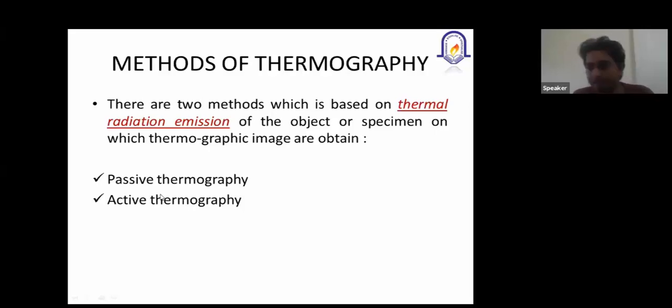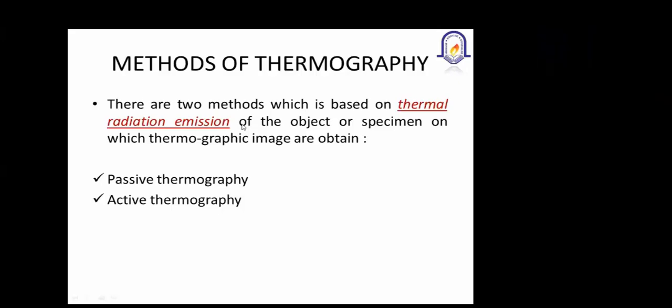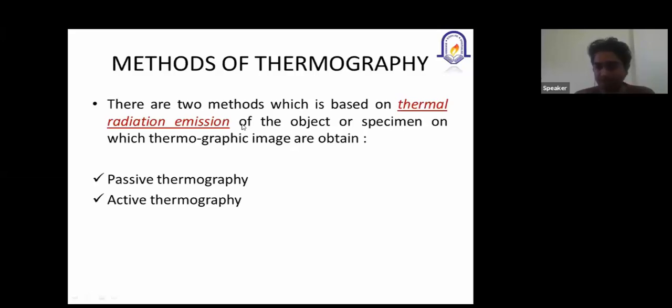Now why do we require the external source of light? Because you can see here there are two methods based on thermal radiation emission. There are certain objects which emit thermal radiation and give you the best result, and there are some objects which do not. So that's why we are going to use active thermography. Okay, let's see what exactly it is.